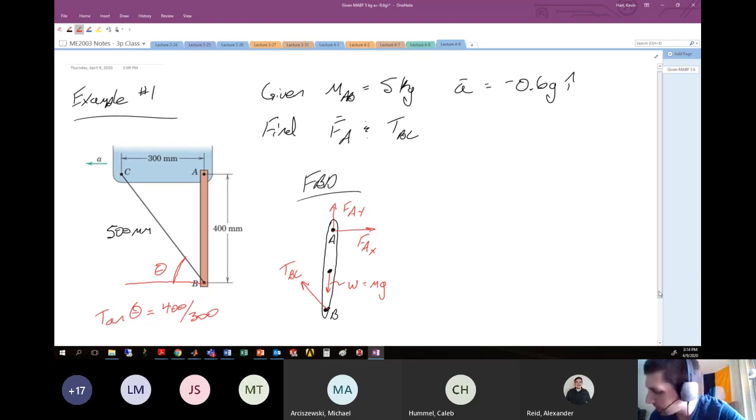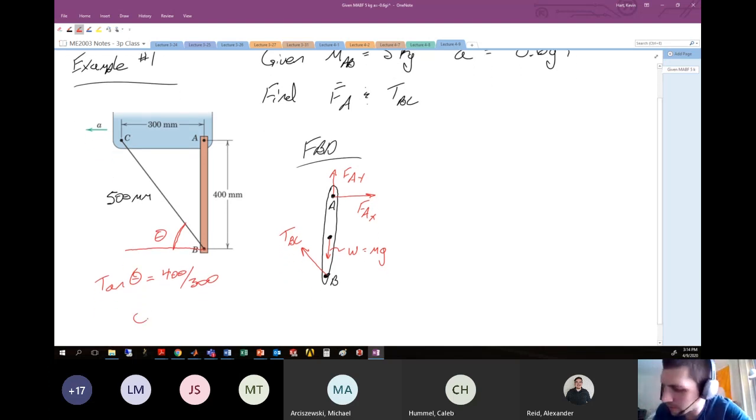That's just by trigonometry. And so you could show here that the angle theta is 53.1 degrees. All right, so we need to define this angle because it helps us resolve the force of that tension into both the X and the Y directions. All right, so that's our free body diagram.